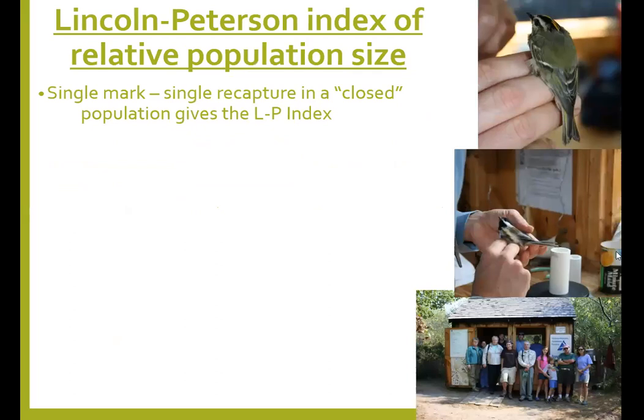So there are a variety of different indices that we can use to further estimate population. The Lincoln-Peterson Index of Relative Population Size uses a single mark, single recapture technique in a closed system. And so there are a lot of assumptions to actually using this index. As you can imagine, there are a lot of ways that these assumptions can be violated, and therefore we couldn't use this particular index.